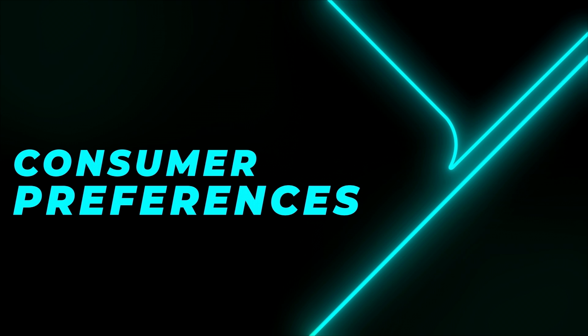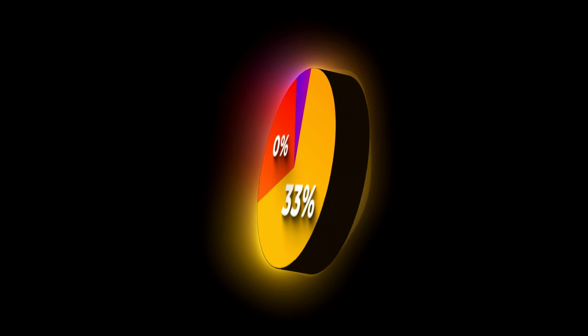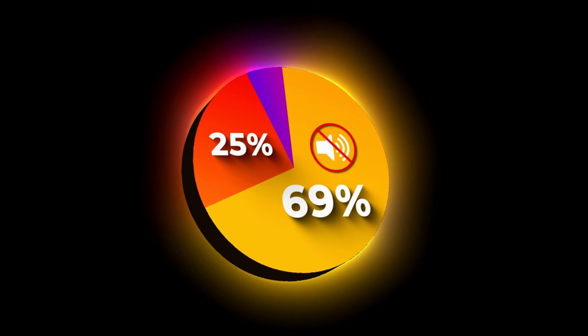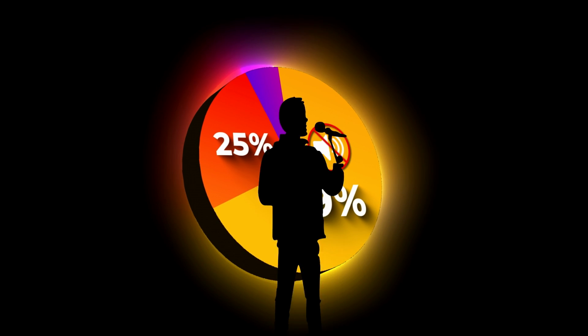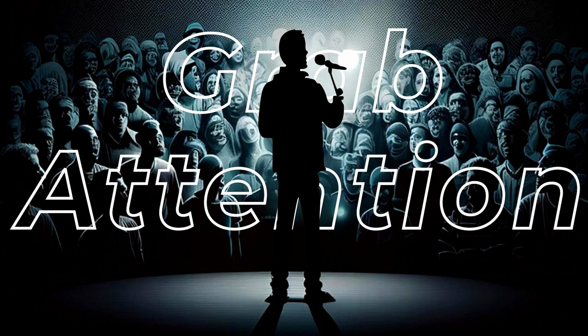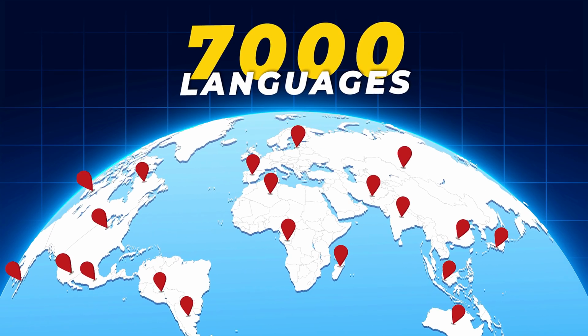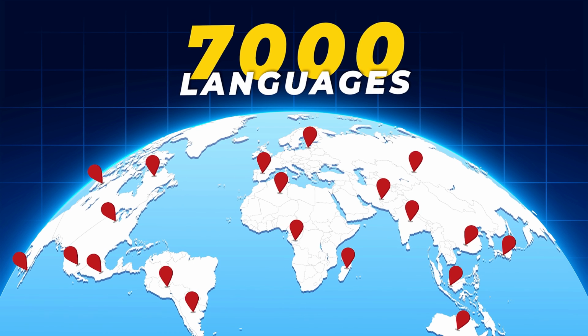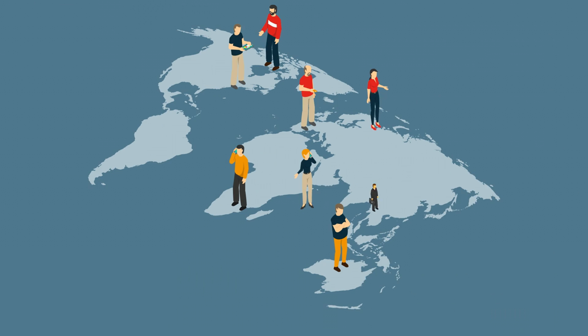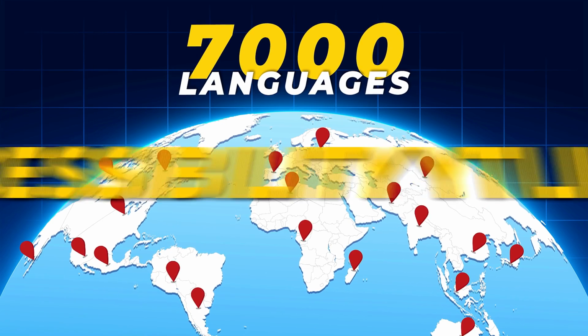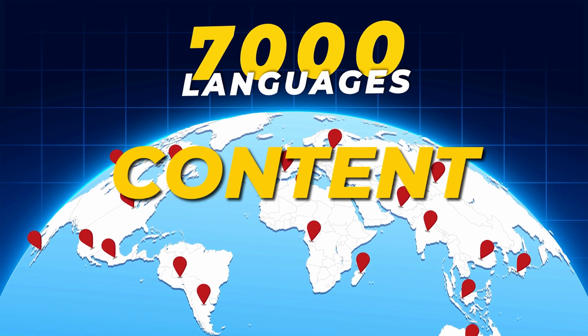Consumer preference. 69% of consumers prefer to watch videos without sound in public, while 25% prefer to do so in private. Adding subtitles can increase the chance of grabbing the audience's attention. Breaks language barrier. With around 7,000 languages spoken worldwide, adding translated subtitles to your video can help you reach a much wider audience. Providing subtitles in multiple languages can further enhance the accessibility of your video content.